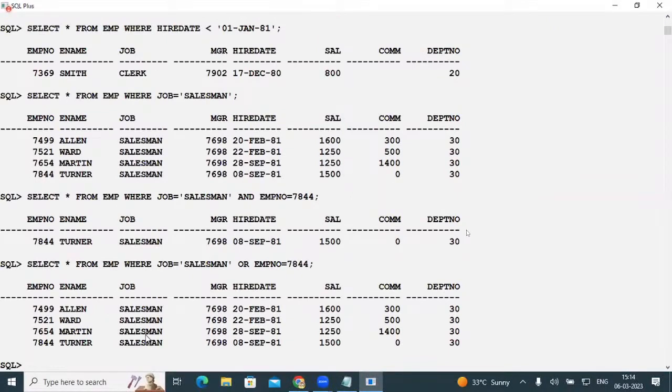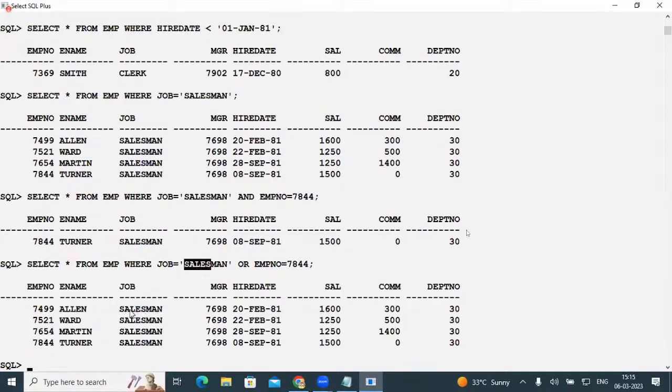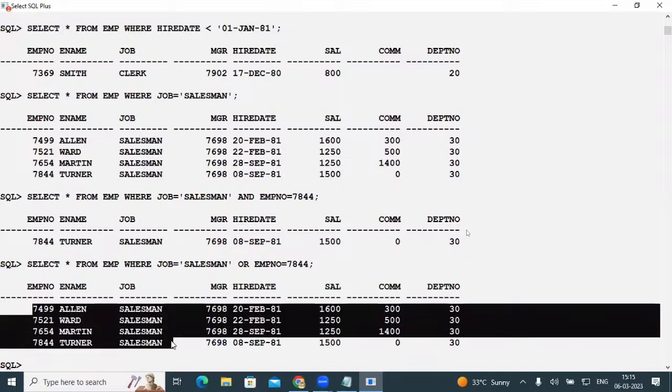Got it? I'm taking them individually now. So all salesmen are compared here, and all the numbers are compared. But observe here, the salesman condition, 1, 2, 3, 4, is satisfied. The EMP number, only this one is satisfied. But why did this come? If I use the AND operator, I get only one row. If I use the OR operator, I get 4 rows. What is the difference?